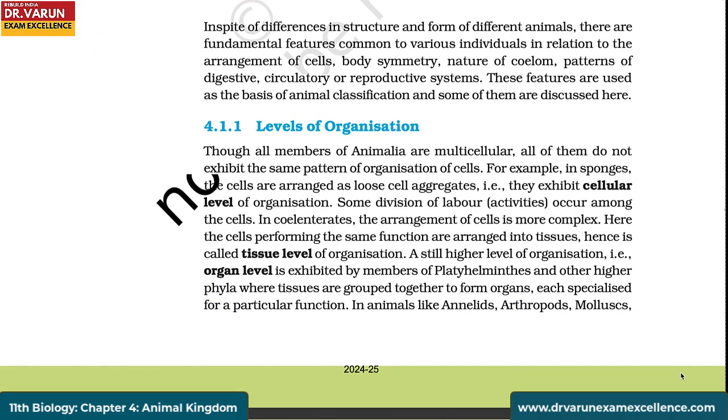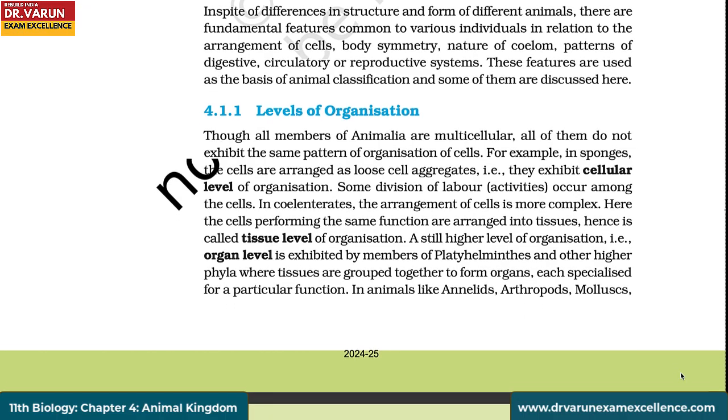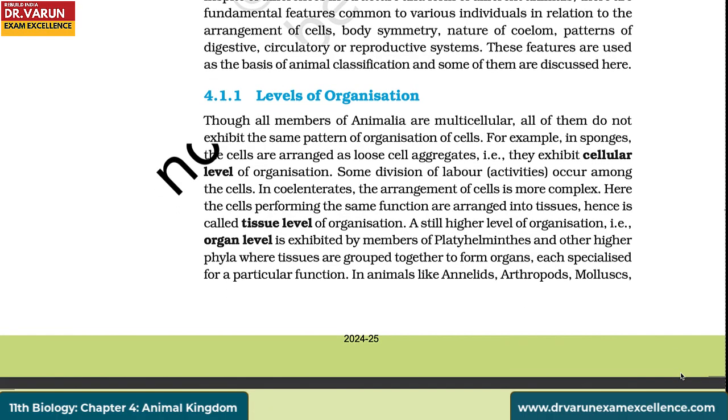Levels of organization. Though all members of Animalia are multicellular, all of them do not exhibit the same pattern of organization of cells. For example, in sponges, the cells are arranged as loose cell aggregates, that is, they exhibit cellular level of organization. Some division of labor or activities occur among the cells. In coelenterates, the arrangement of cells is more complex. Here, the cells performing the same function are arranged into tissues, hence it is called tissue level of organization.